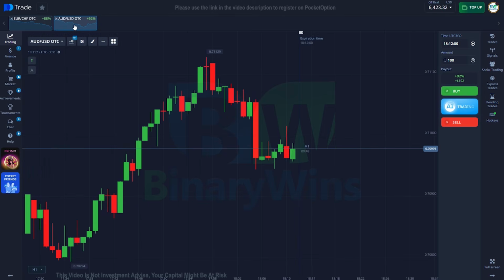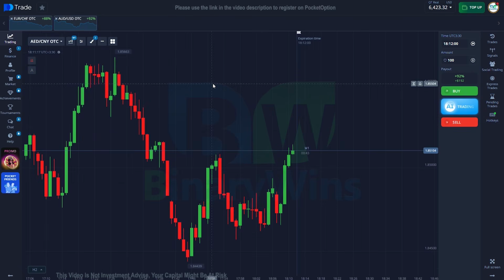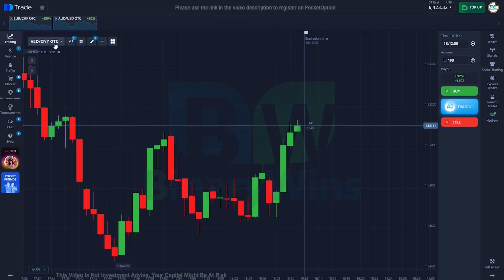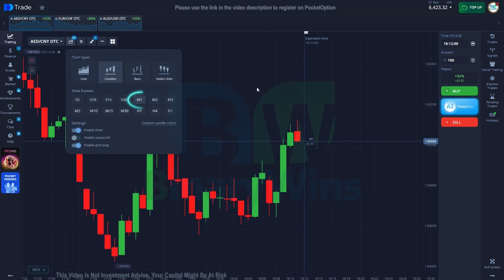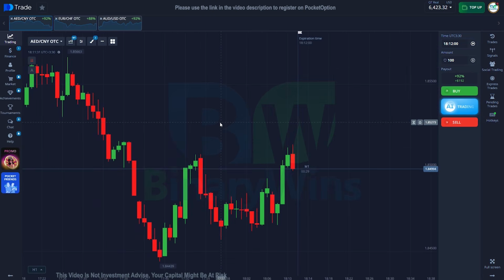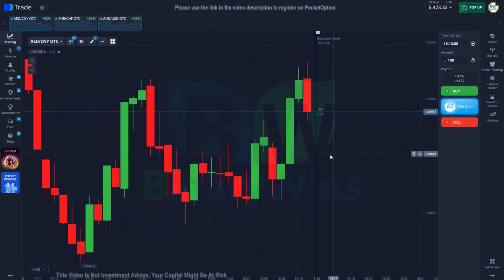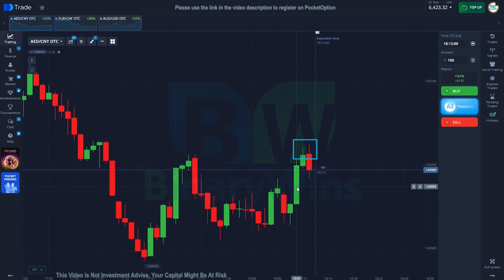First of all, let's look for a suitable chart for the trade. We set the candlestick time to 1 minute and the trade time to 1 minute floating. If you look closely, our trend is an uptrend. The candles have formed a higher high for us again.